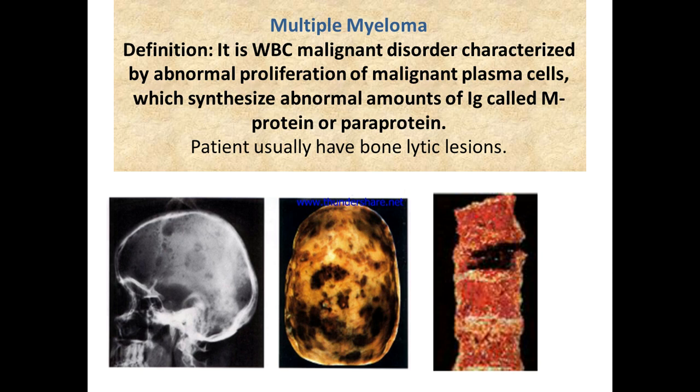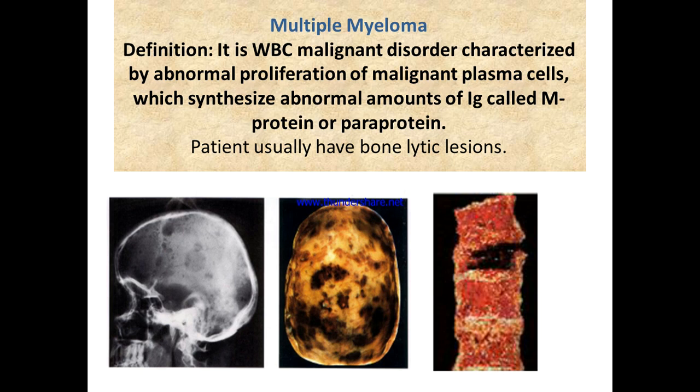It's a white blood cell malignant disorder characterized by abnormal proliferation of malignant plasma cells. This is a definite tumor of the plasma cells. As you know, plasma cells are B cells that transform to plasma cells for production of antibody. So multiple myeloma is a malignant tumor of plasma cells. So there will be synthesis of an abnormal amount of immunoglobulin called M protein or paraprotein.